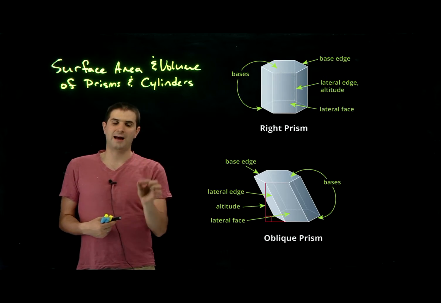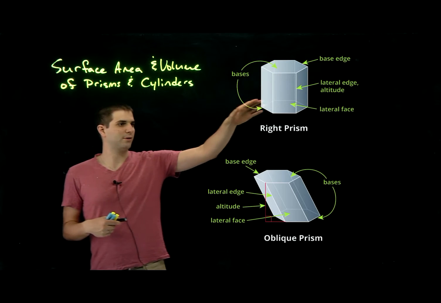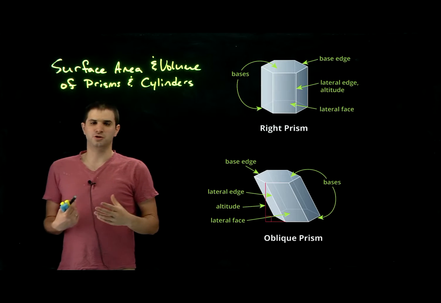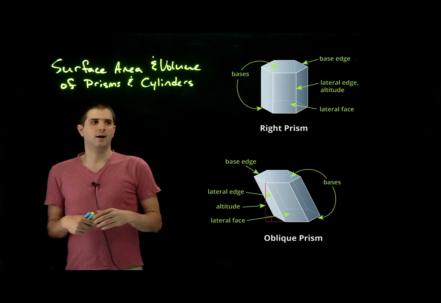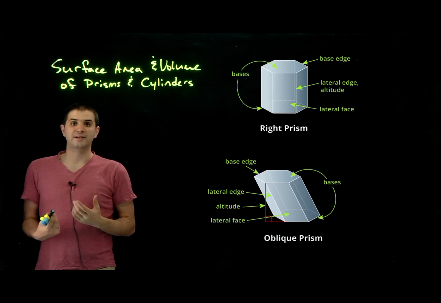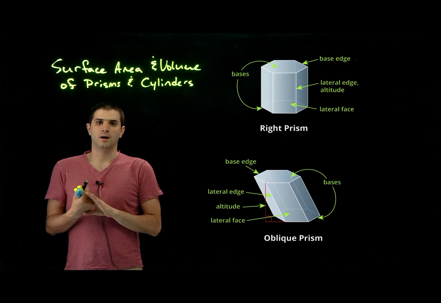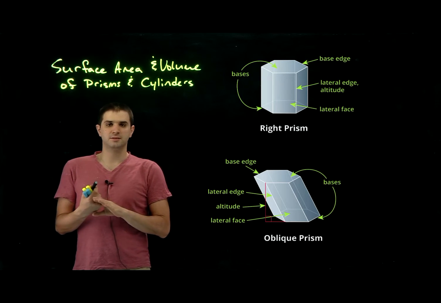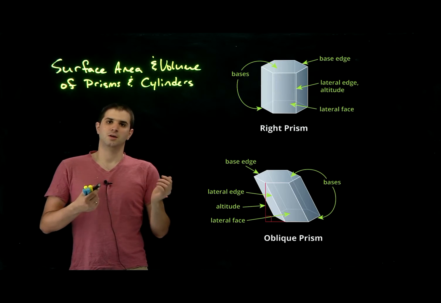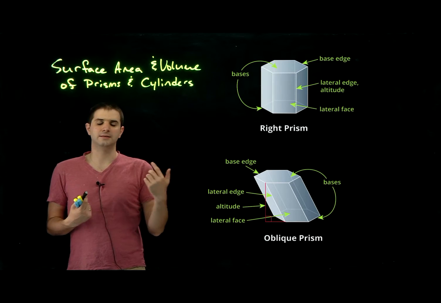In any three-dimensional object, a line that connects two planes is called an edge. So we have the lateral edges. That's also called the altitude or the height. And then finally we have a base edge. So lateral edge, base edge. They're just edges that connect a base to a face, or two faces, two planes together.